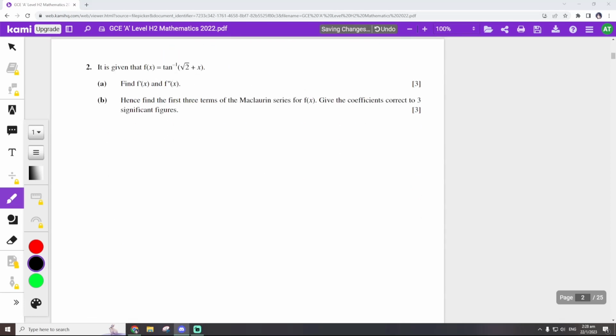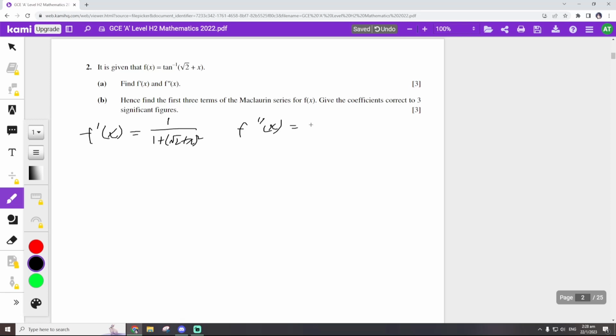Okay, second question, Maclaurin's. We're given f of x is tangent inverse of root 2 plus x. Find the first and second derivatives. Okay, to find the first derivative, you just differentiate the inside function, so you get 1 over 1 plus the square of the inside function, so root 2 plus x squared.